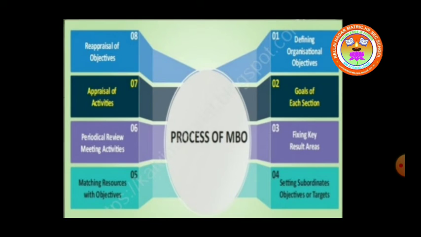Next is the sixth one, periodical review meetings. The superior and subordinate should hold meetings periodically in which they discuss progress in the accomplishment of objectives. Periodical review meetings are held during the period set for achieving objectives.